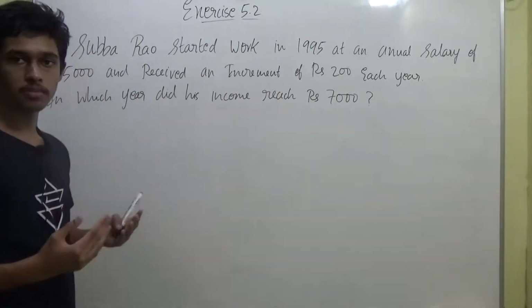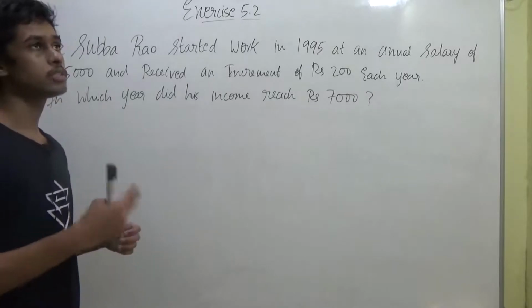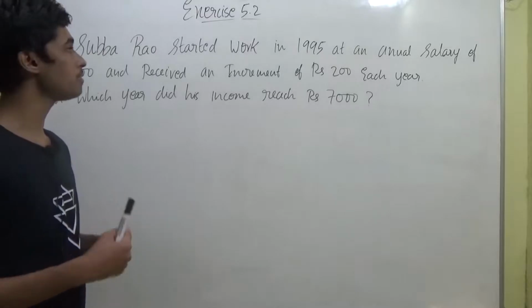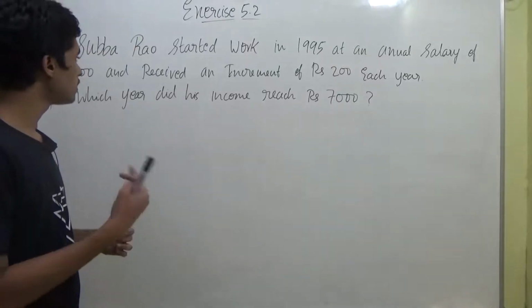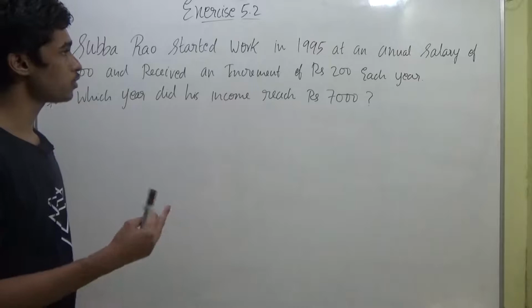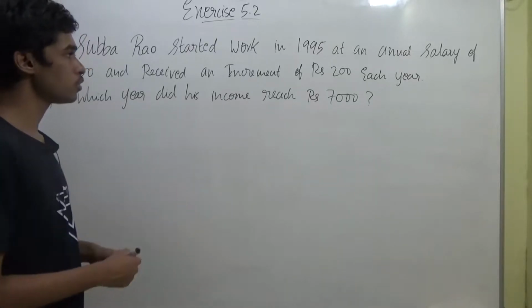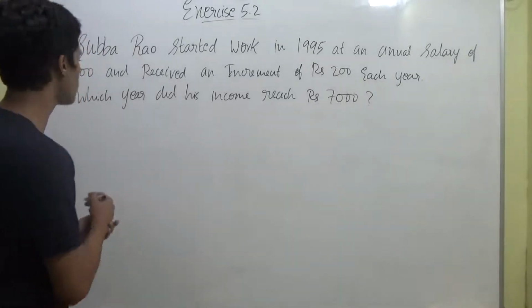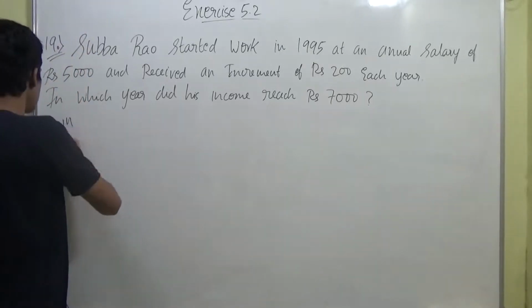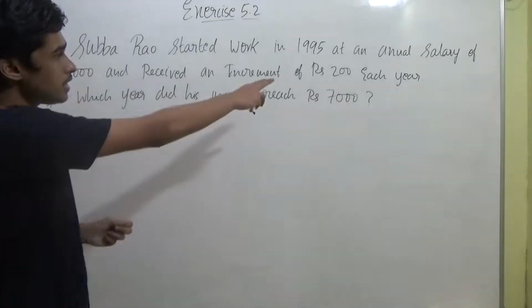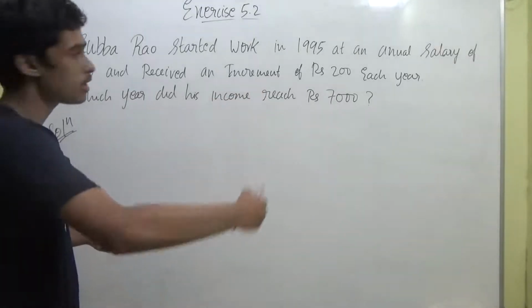So first year he started with rupees 5,000 as his salary. So second year his salary would have become 5,200. Third year it would have become 5,400. Fourth year it would have become 5,600. So on and so forth. So they're asking in which year it would have become 7,000. So if you see this properly, guys, it's just an AP, right? The common difference here is 200, which each year keeps on adding up.